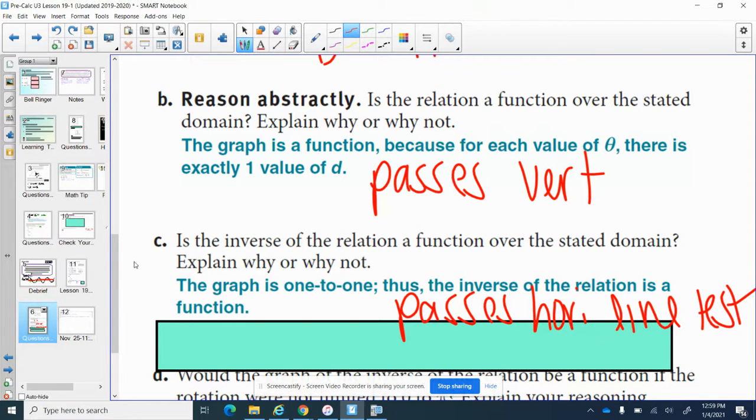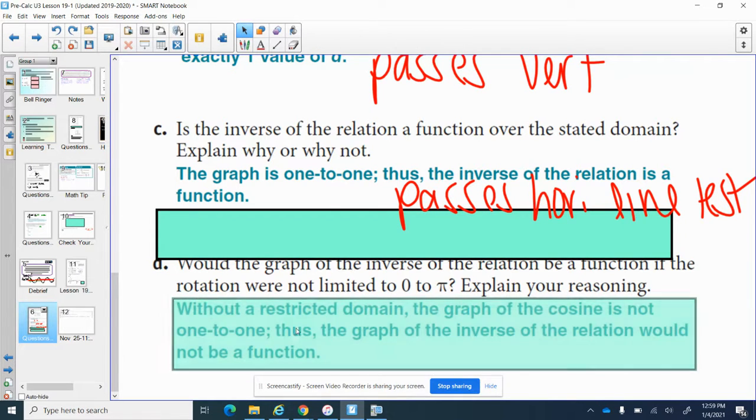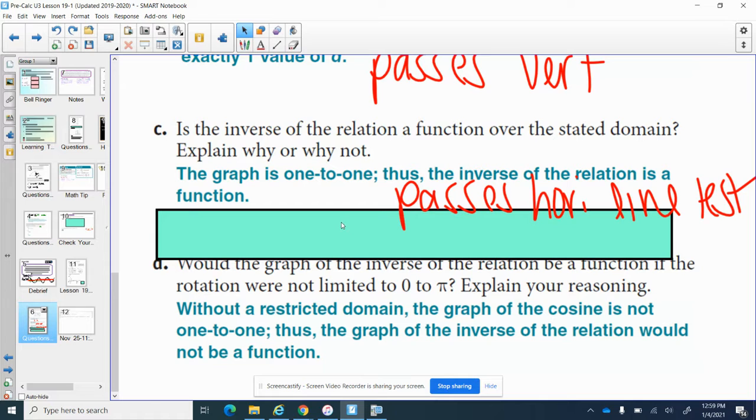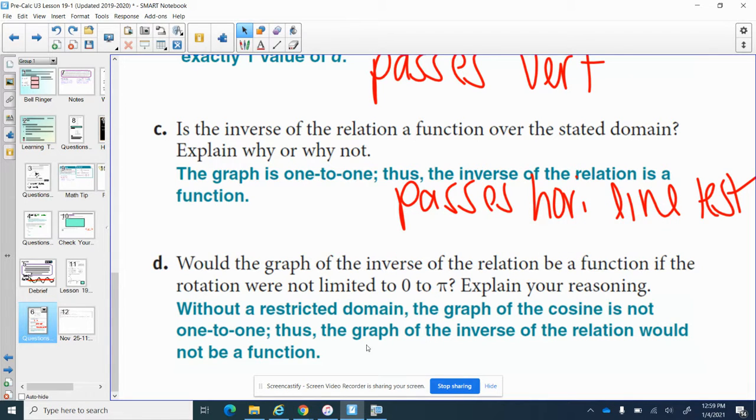And again, it would not be able to do that if we didn't limit it, because then the cosine graph would not be 1 to 1. It would not be 1 to 1, and we wouldn't pass. So that's where those are going.